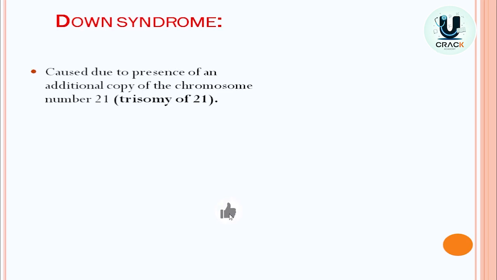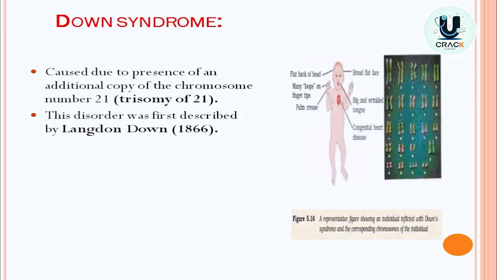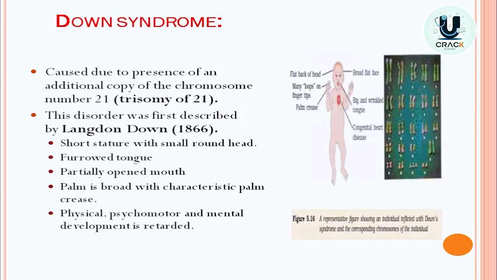Down syndrome is caused only by trisomy of the 21st pair. It was found by Langdon Down in 1866. These are the symptoms you can see in these pictures.